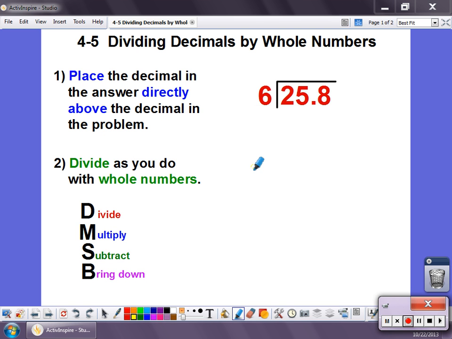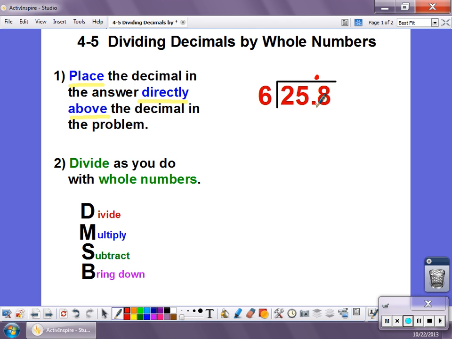When you're dividing decimals by whole numbers, there are two steps that you need to follow. The first, when you look at your problem, is you want to place the decimal directly above where the decimal is inside the problem. So before I even start, I'm going to put my decimal point right above where it is and where it'll go in my answer.